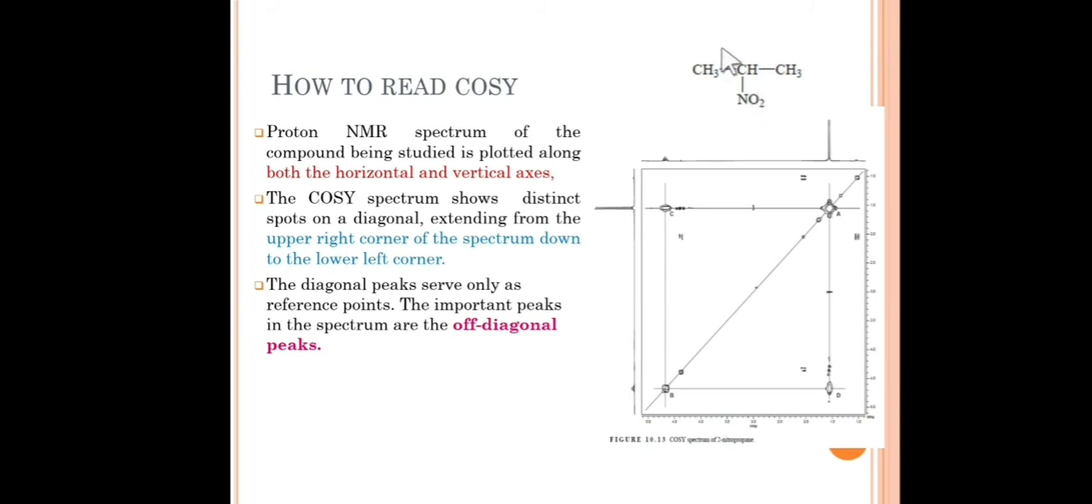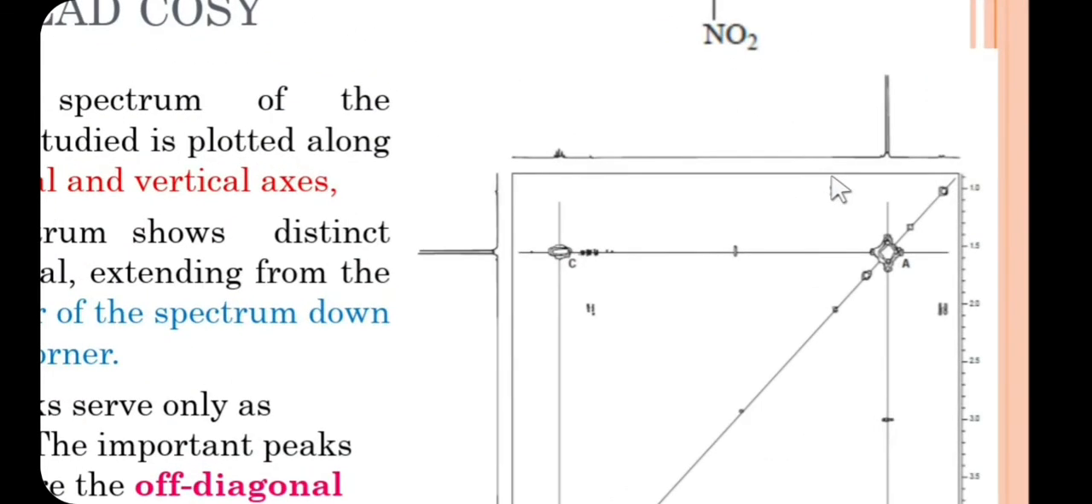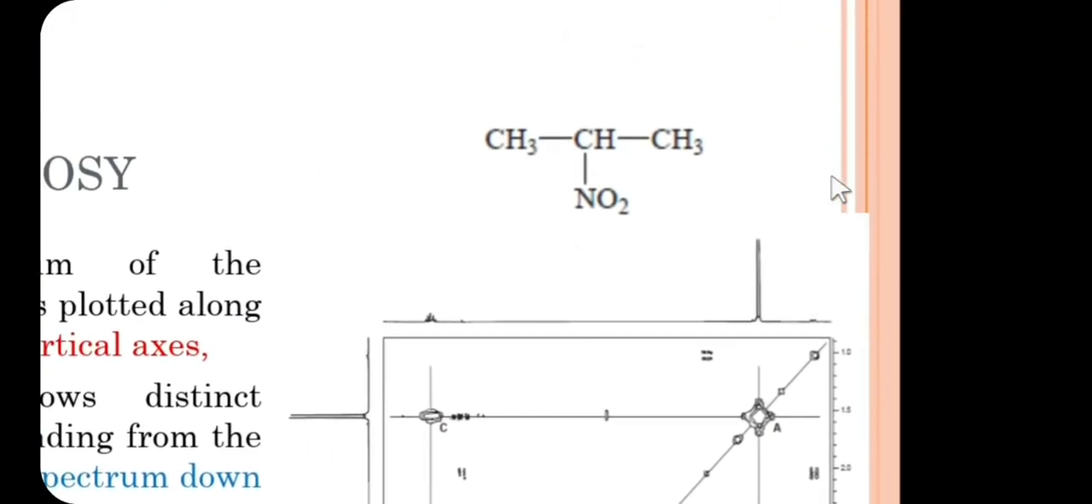This is a simple spectrum of 2-nitropropane. So, friends, can you guess the simple H1 of this 2-nitropropane? The two CH3 groups, that is 6 hydrogens, will show a doublet around 1.5. So at 1.5 we have a doublet of 6H. You can see here, this is a doublet of 6H.